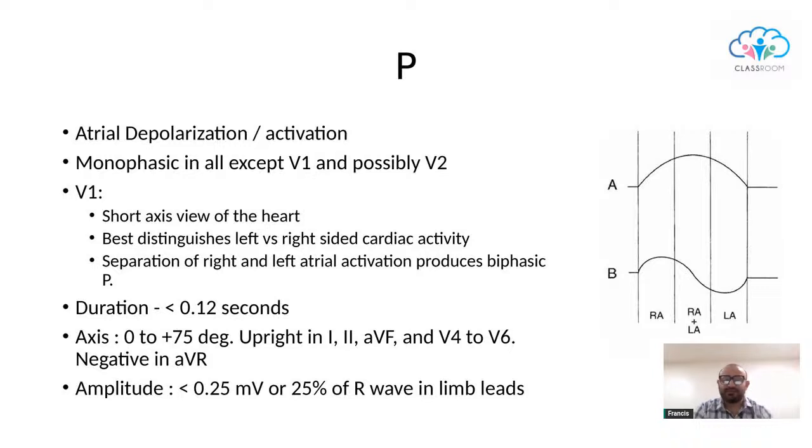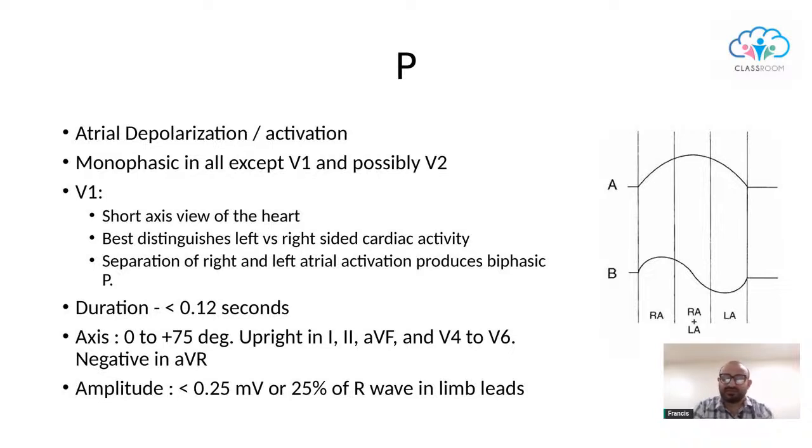Coming to the P wave, the P wave represents atrial depolarization or activation. It is monophasic in all leads except in V1. It is best seen in lead 2 because the direction of the depolarization vector of the P wave is roughly in the same direction as lead 2. Its axis is roughly between 0 and plus 75 degrees. And therefore, it is upright in lead 2. It's also usually upright in lead 1 and AVF. And it is in normal cases always inverted in AVR.